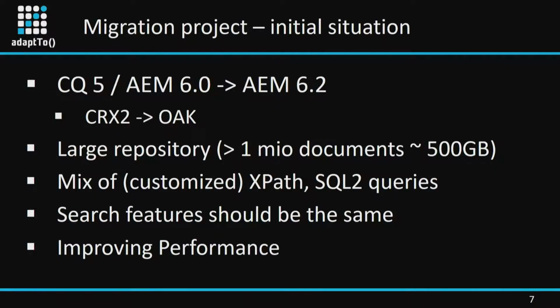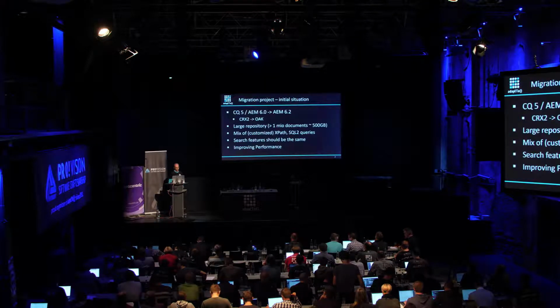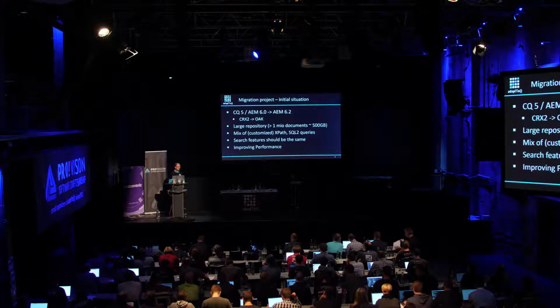Let me start with our customer situation. They had different systems, some of them in CQ5.6.1, some of them in AEM 6.2.0, and they started a migration project with AEM 6.2 as the migration target. That means the key challenge was the change of the underlying repository from CRX2 to OAK.